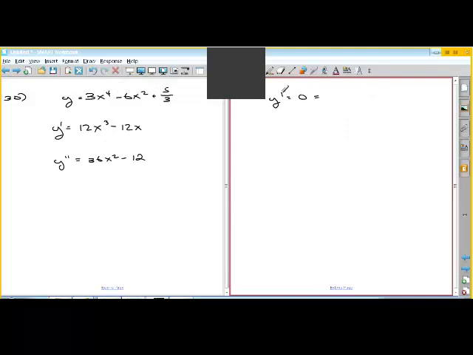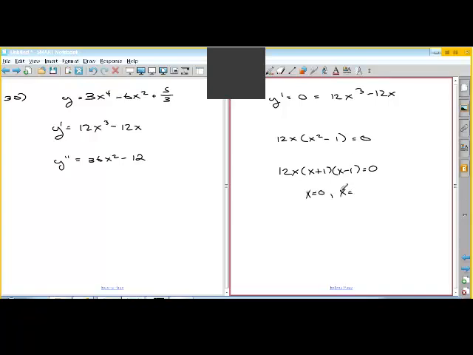So let's go ahead and find the critical numbers. So that's where the first derivative is equal to 0. So we set that equal to 0. And we factor out a 12x. And that leaves us with x squared minus 1. And so we've got 12x times x plus 1 times x minus 1.